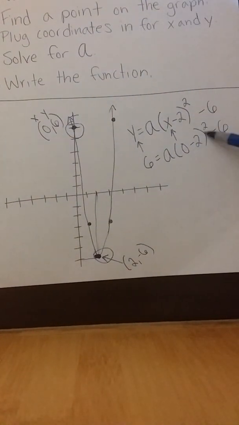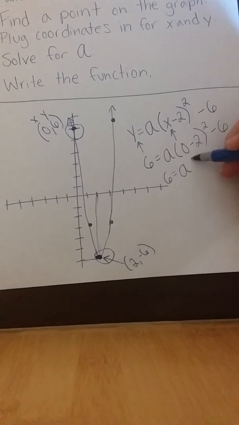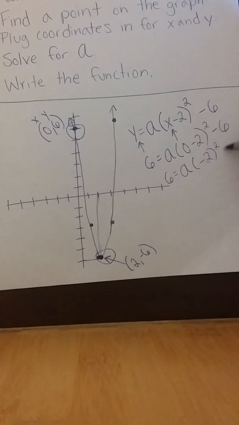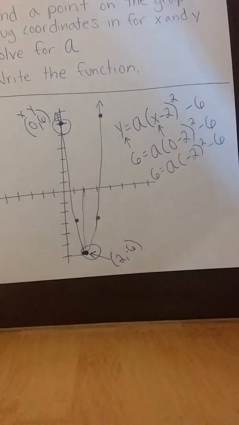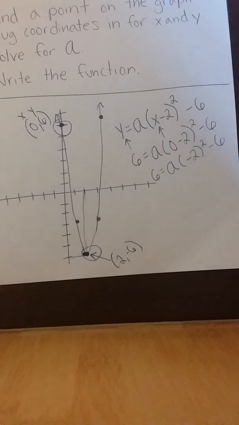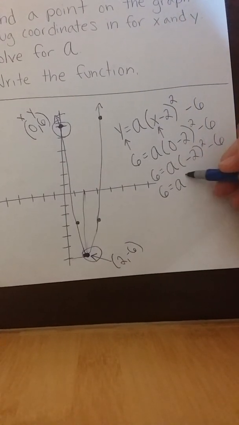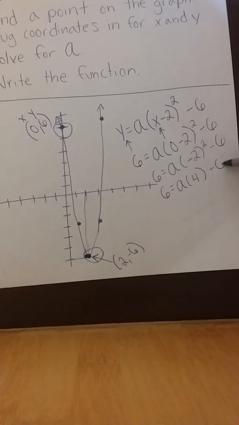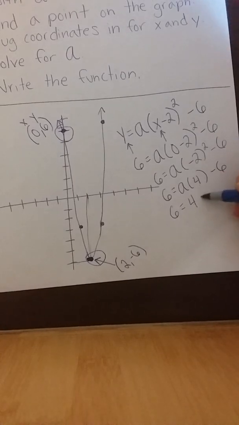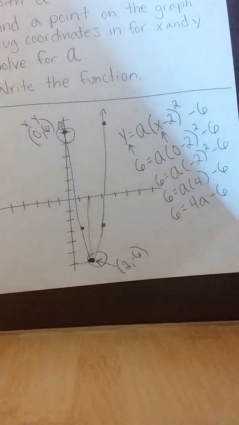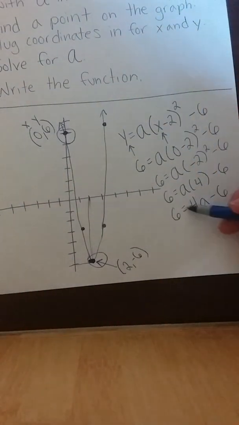We do parentheses first, so 0 minus 2 is negative 2. We're just simplifying at this point. Then, still following order of operations, we have to do our exponents, so negative 2 squared. Negative 2 times negative 2 is 4. A times 4 is 4a, so this is now my equation. And now it looks like something I can solve. I can figure out what a is here.